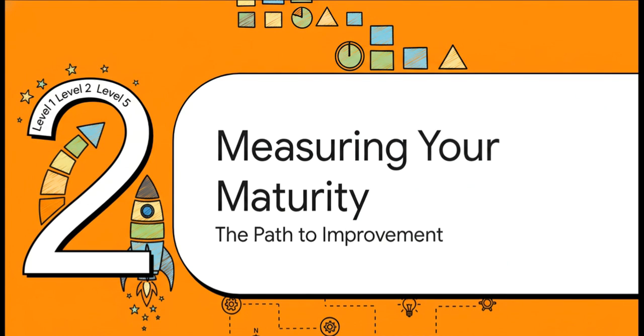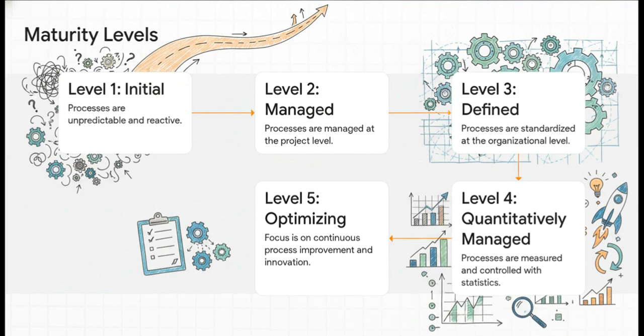But how does a company know where they stand? How do they find a path from chaos to, well, excellence? CMMI gives you a really clear roadmap for that. And this is that path. It's measured in 5 maturity levels.